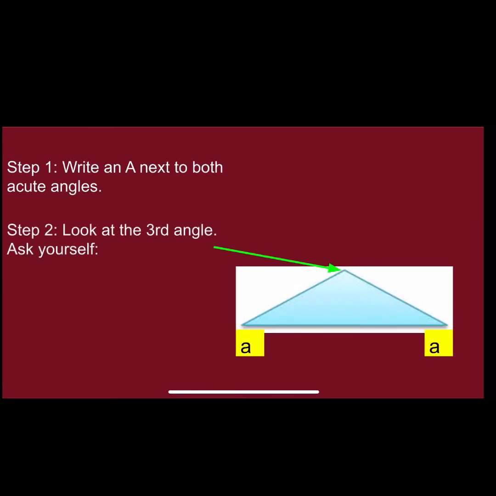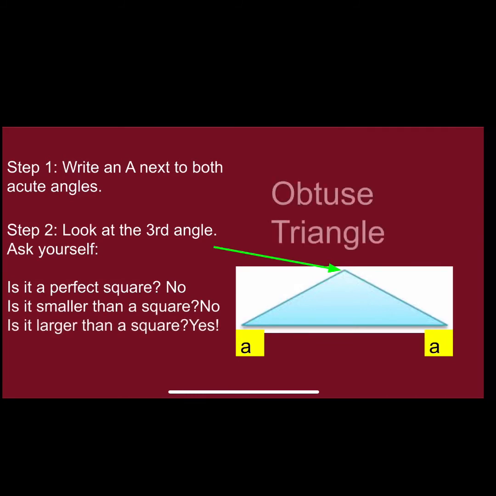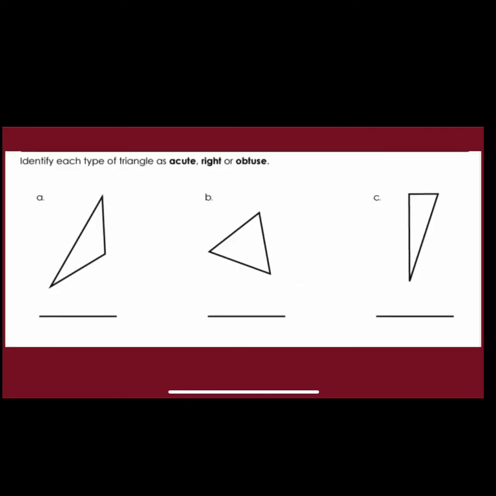Step 1, write an A next to both acute angles. Step 2, look at the third angle and ask yourself, is it a perfect square? No. Is it smaller than a square? No. It is larger than a square, so it's an obtuse triangle.